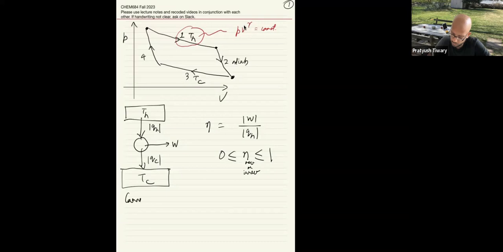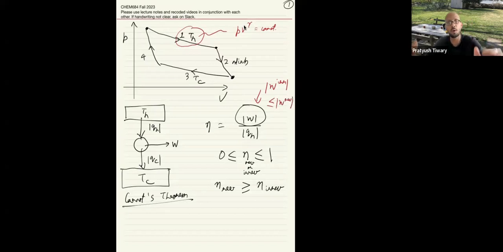Carnot's theorem says that actually you can write down a number for the maximum possible efficiency you can have in a reversible engine. So first of all, it's easy to show, and we did last time, that eta reversible is going to be more than or equal to eta irreversible. This is obvious because if you look at W, we know that W irreversible is less than or equal to W reversible. In a reversible process, you get more work out of the system. So this shows that reversible efficiency is going to be more than or equal to irreversible efficiency.